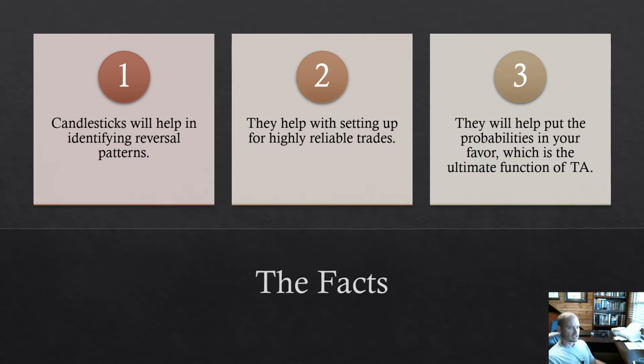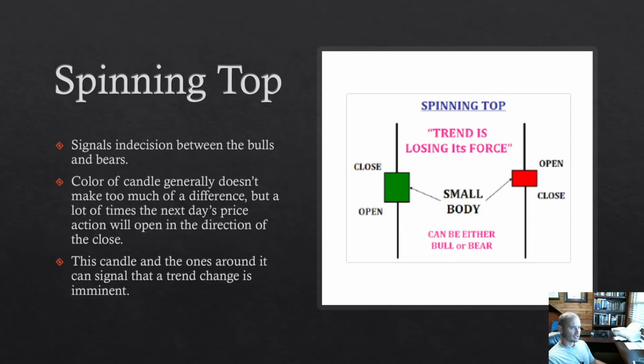So the first candlestick that we can talk about is called the spinning top. The spinning top is ultimately a candle that signals indecision between the bulls and the bears. And the color, red or green, doesn't generally make too much of a difference. A trader really needs to pay attention to this candle and the ones around it, because it can signal that a trend change is imminent.